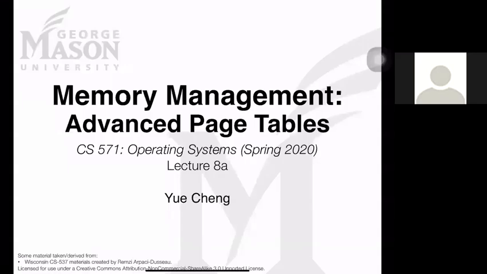Hello, welcome to CS571. In today's lecture, we're going to talk about two things. The first half of today's lecture will be about advanced page tables. And in the second half, we're going to discuss some basics about memory virtualization and memory swapping.